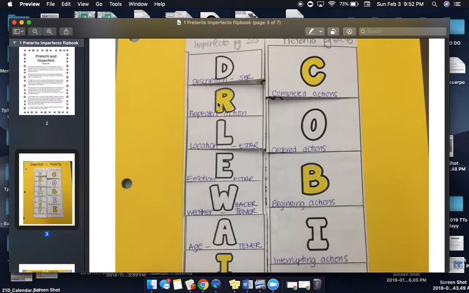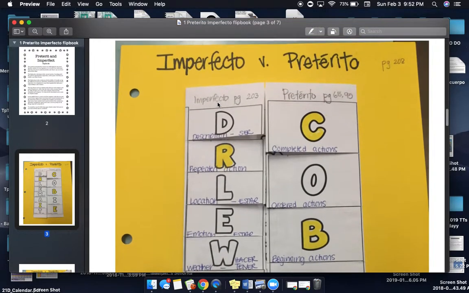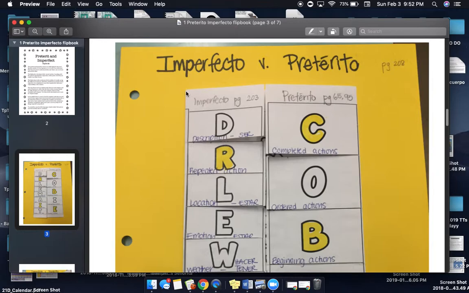So let's go through the categories and what they mean. So please ignore these page numbers. These are from an old textbook that I was using previously. These are not our page numbers.